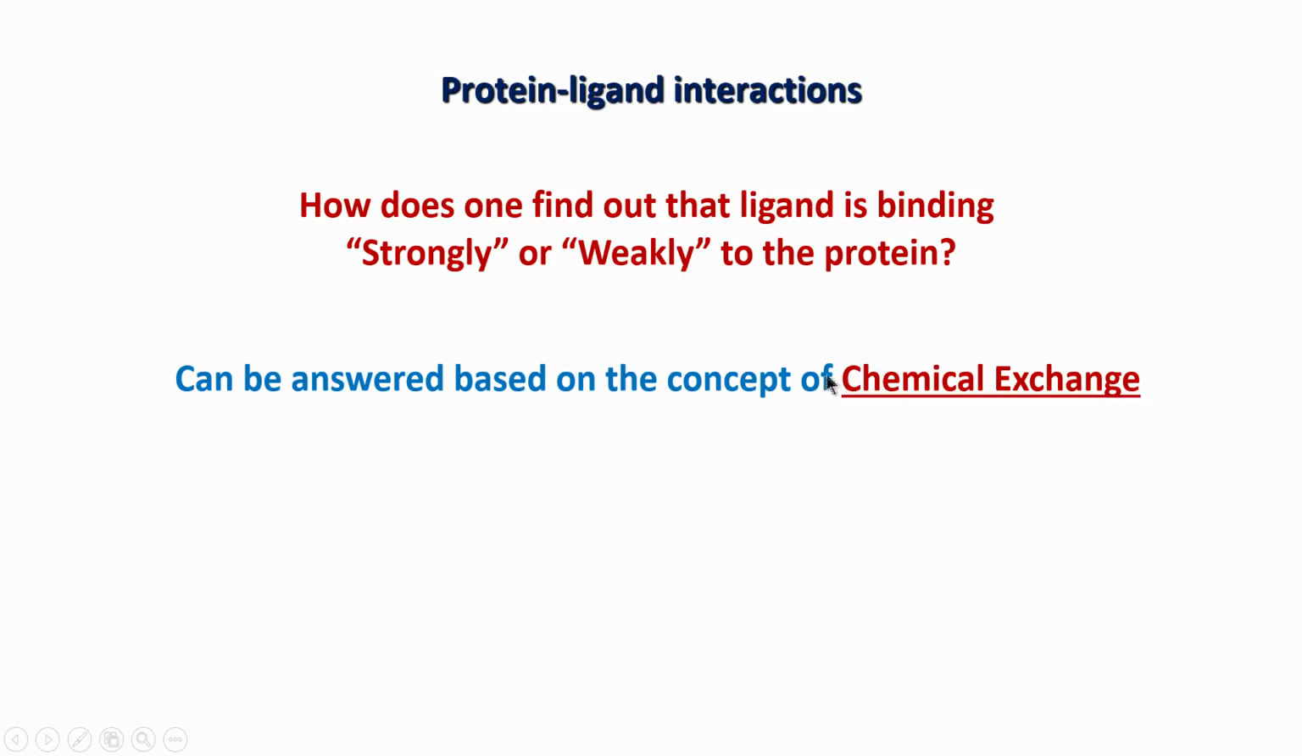Chemical exchange is a very important concept in protein NMR. We will take it up in the next class, where we will see how this helps us to find out whether a protein and ligand are having a strong interaction or weak interaction. So, we will see that in the next class.